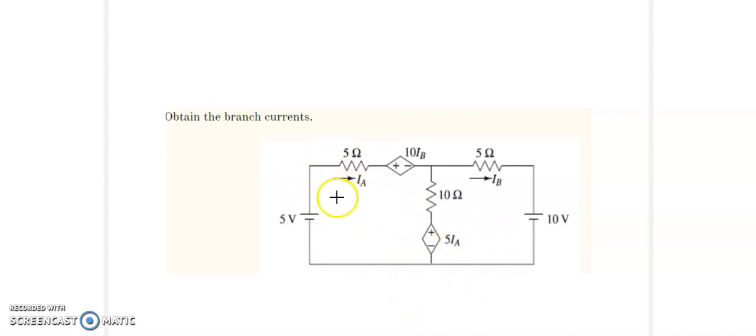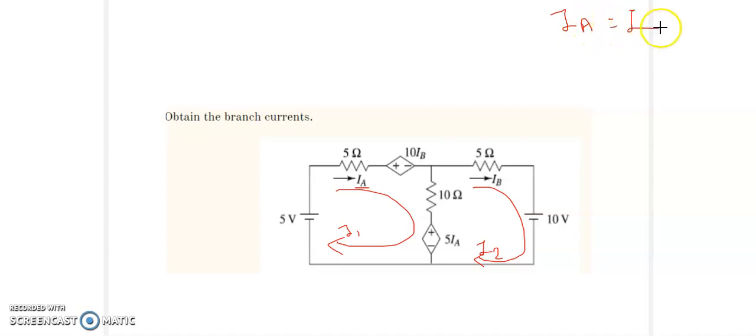As we can see in this circuit, we have two meshes or two loops, loop 1 and loop 2. The current flowing through loop 1 is already shown as IA. I can name it I1, or I can keep it as IA. In the second loop, the current flowing is IB. Let me assume it as I2. So simply, IA is equal to I1 and IB is equal to I2.